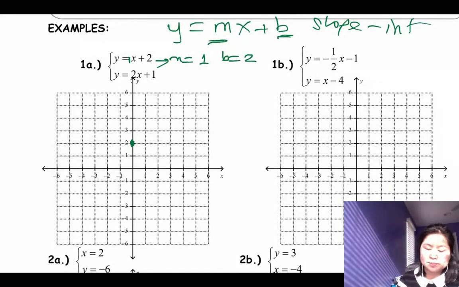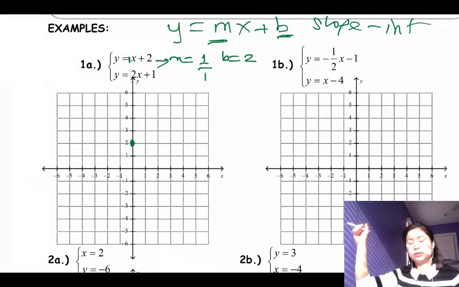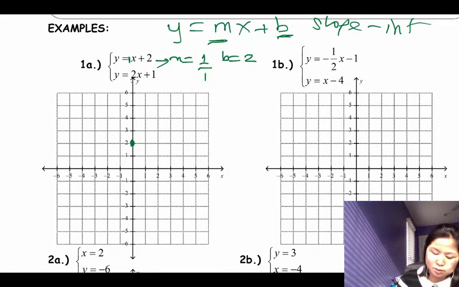The slope is positive 1, so I can put a 1 on the bottom, just so that I can have that fraction. So that means up 1, to the right 1. So up 1 over 1, up 1 over 1. What I would do is do the whole thing, so that way it's easier for me to identify when the two lines touch. So I'm going to do all the way.